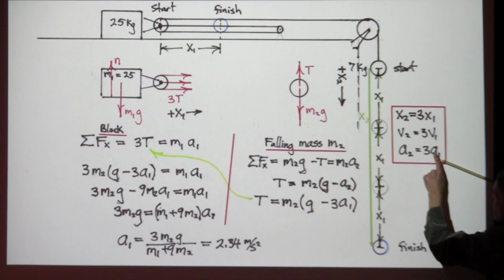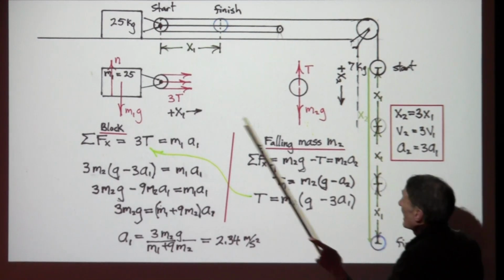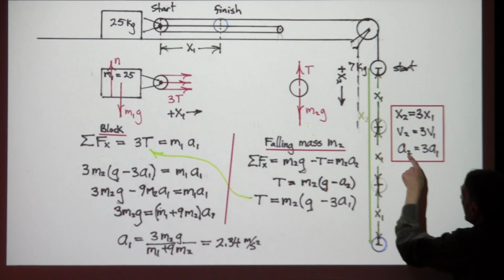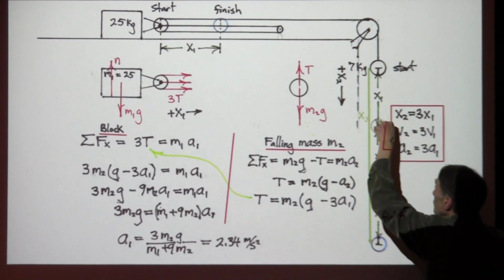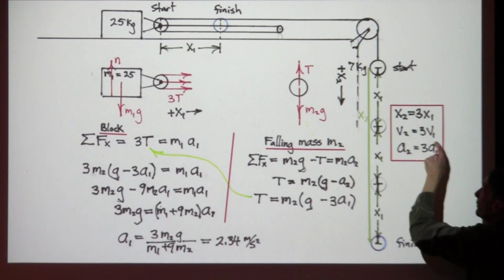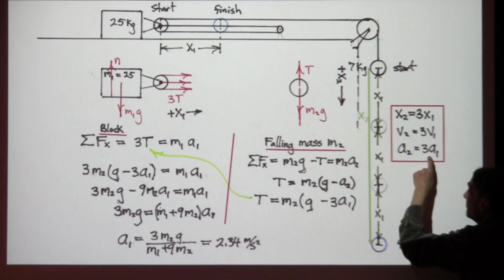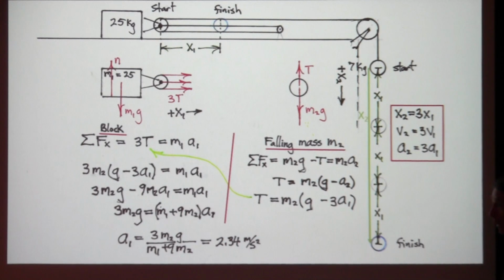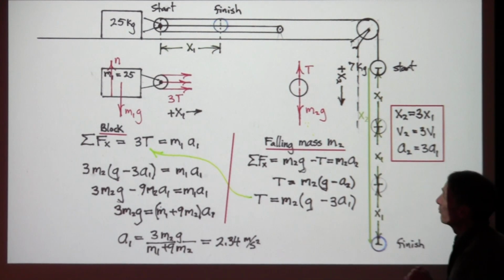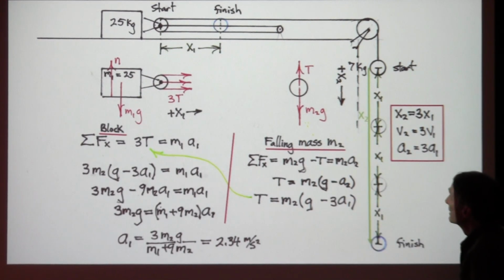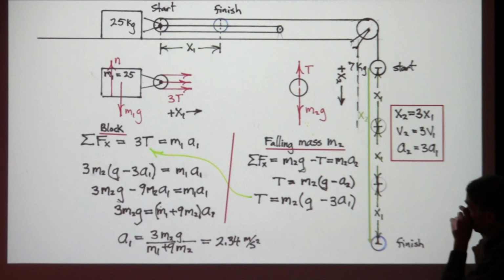Acceleration 1 is going to be something, and that's what he's actually asking. He wants the acceleration of this one. But this one, since it moves 3 times as far, is going to be moving 3 times as fast, and it's also going to accelerate at 3 times the amount of a1. So some of these can get rather tricky when we're dealing with these kinds of pulley configurations, but this is how we want to start off.